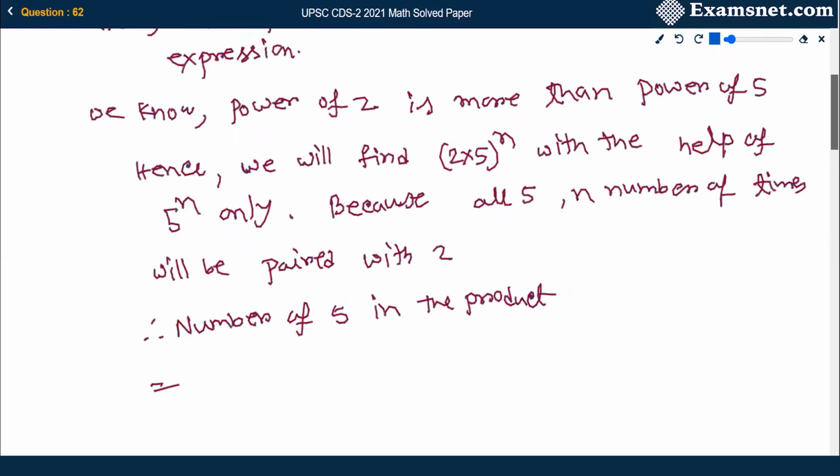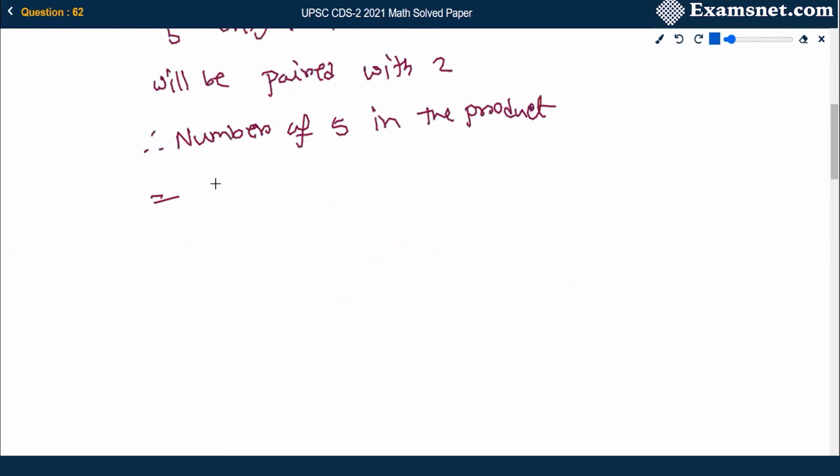First of all, 5 to the power 46 is there, correct? Next, after 5, it will be 10. So 6 to the power 45, 7 to the power 44, 8 to the power 43, 9 to the power 42, 10 to the power 41. Now, in this 10 to the power 41, we have 5 multiplied by 2 whole to the power 41. Since we are counting only 5 to the power 41, again we will write 5 to the power 41.